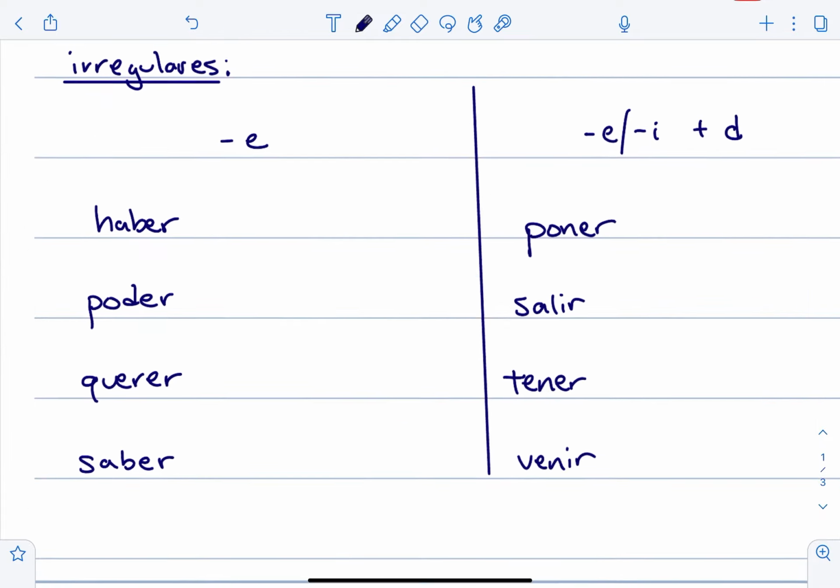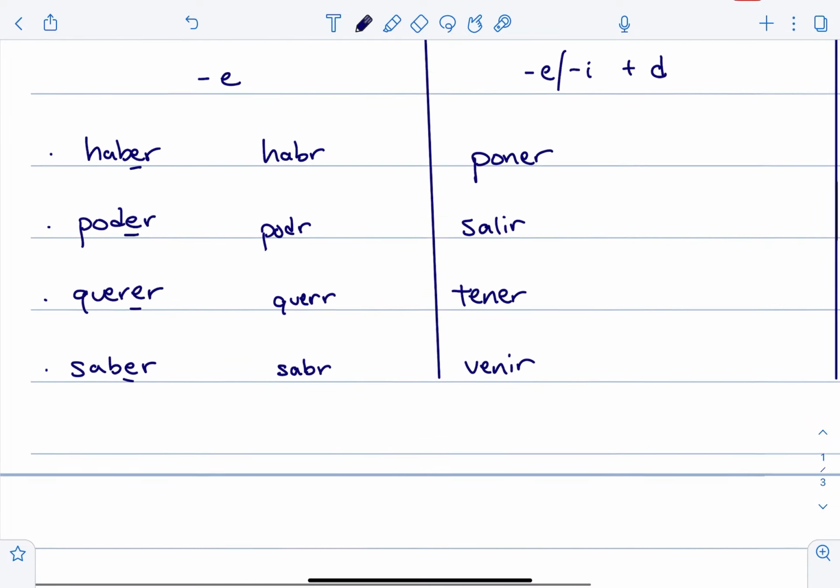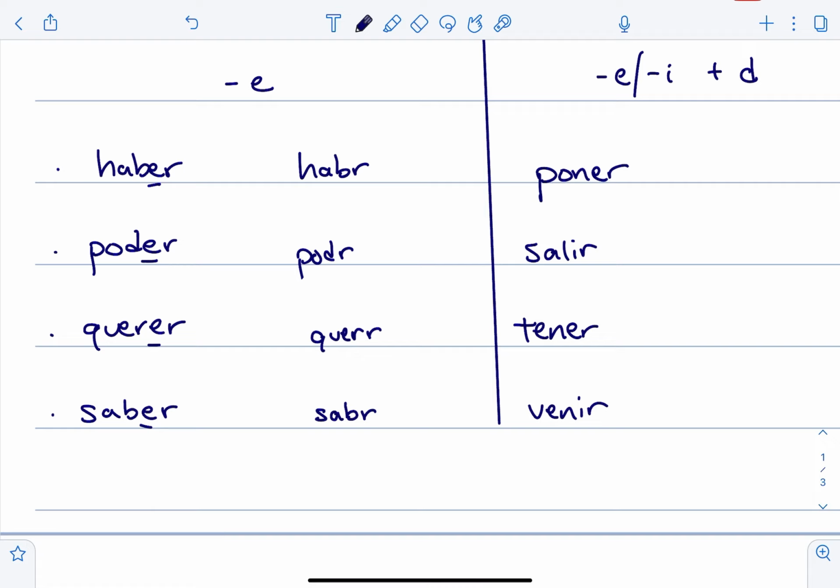The first group of irregulars are verbs where you minus the E. Minus the E. So your first stems are cabr, podr, querr, y sabr. Please write down the definitions of these verbs. To fit, to be able to, to want, to know. So if I wanted to say, I would know, it would be yo sabría. Yo sabría. I would know.